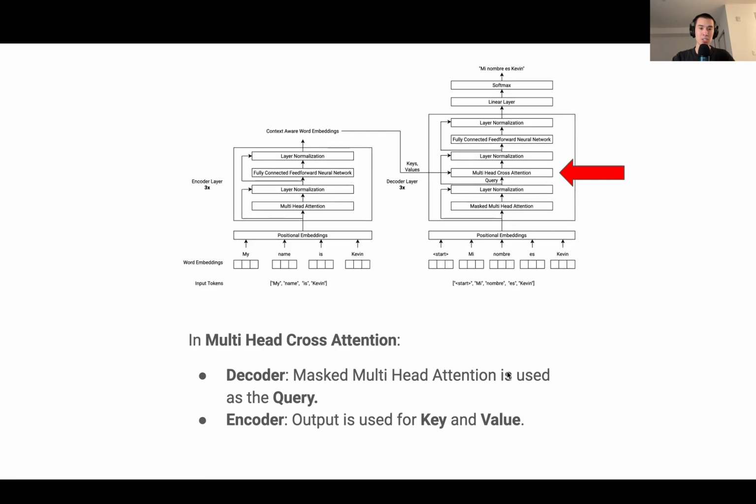Next up is multi-head cross attention. In multi-head cross attention, the decoder masked multi-head attention output is used as the query, as we can see in this query part right here. And the encoder output is used for key and value. So context-aware word embeddings become the keys and values. In case you're wondering how the encoder and the decoder are connected and work together.